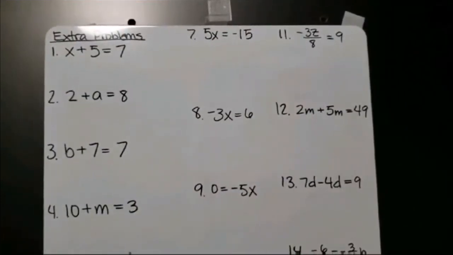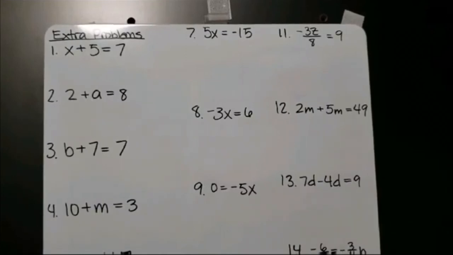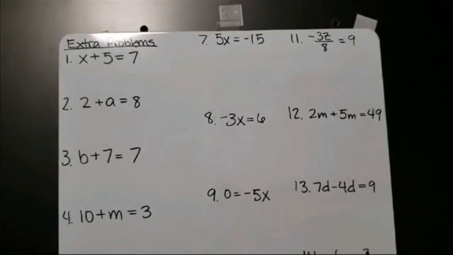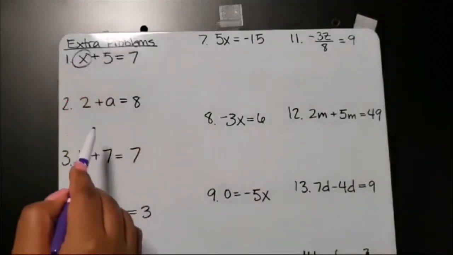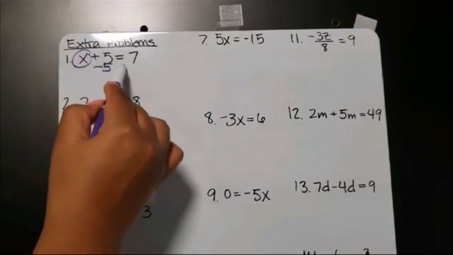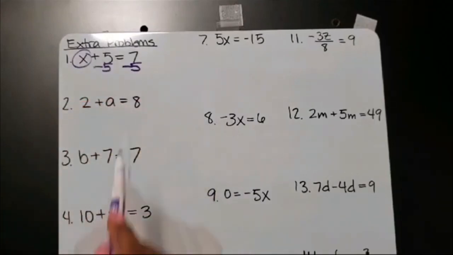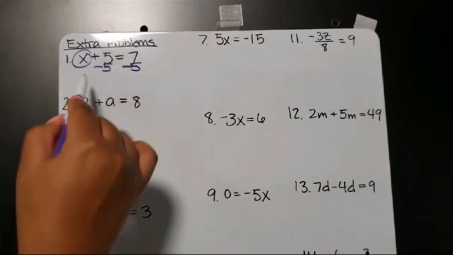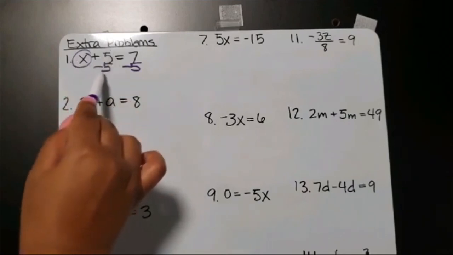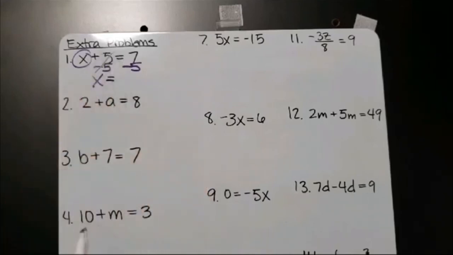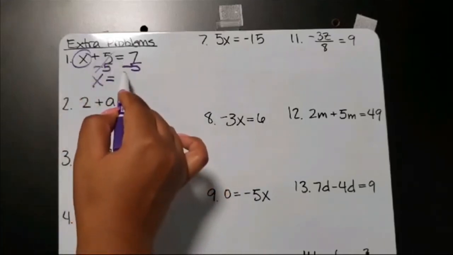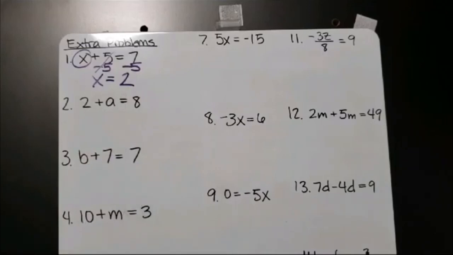So number 1, we have x plus 5 equals 7. So we want x by itself. And this plus 5 is disturbing that. So we need to subtract 5 from both sides of the equation, the equal sign, all right? So 5 minus 5 is 0, so we have x over here. Then we have 7 minus 5, which is 2. So x equals 2. That is the answer.